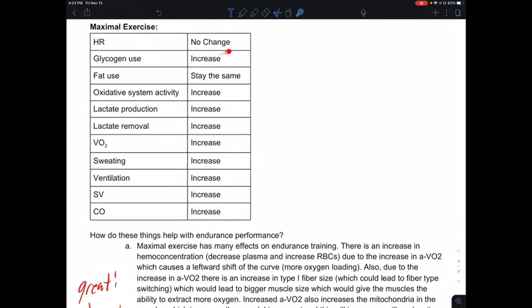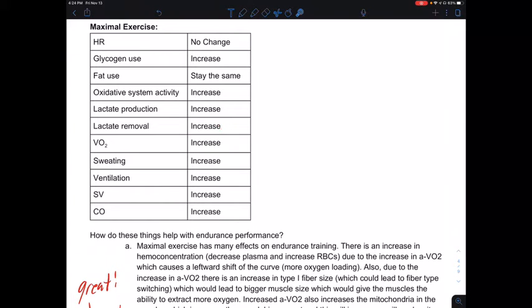No change in heart rate. It's not a trainable factor. Glycogen usage goes up maximally because we have a more powerful anaerobic system. Fat usage stays the same, primarily because we're not using any fat at maximal exercise, so it wouldn't change because we're not using any. Oxidative system activity is going to go up, more powerful. Lactate production goes up, lactate removal goes up because of that.